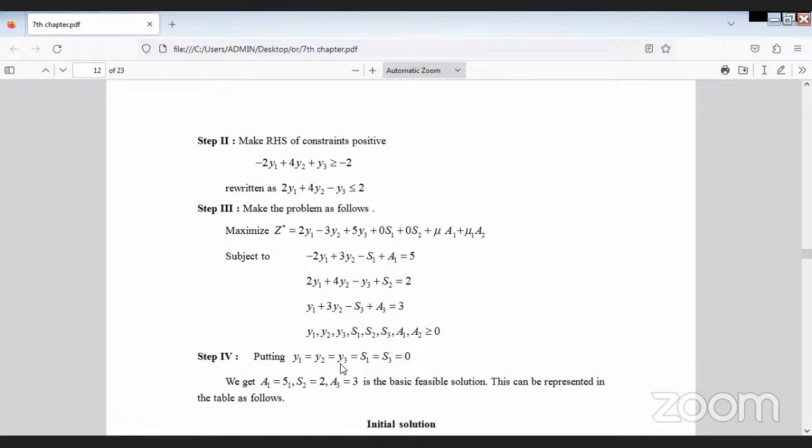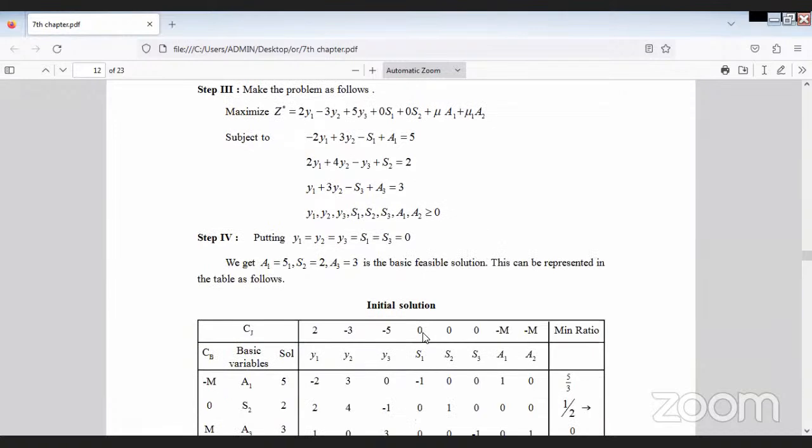So y1, y2, y3, s1, s2, s3, a1, a2 are greater than or equal to 0. Putting y1 equal to y2 equal to y3 equal to s1 equal to s3 equal to 0 gives the initial solution. I am telling here a1 is equal to 5, s2 is equal to 2 and a3 is equal to 3. This is the s2 value, this is the a1 value, this is the a3 value. So we are writing the basic solution presented in the table here.